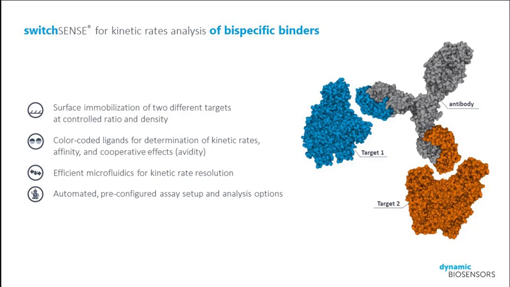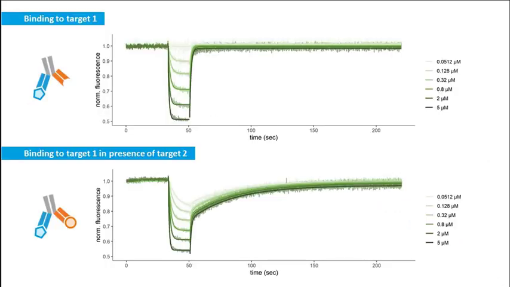These features, in combination with the specialized software for automated data analysis, allow for the real-time measurement of kinetic rates of bispecific binders. And to illustrate what a typical readout looks like, I would like to walk you through a standard bispecific antibody binder SwitchSense assay that measures the affinity binding of single-arm kinetics, as well as the bivalent and cooperative or avidity binding in the presence of both targets.